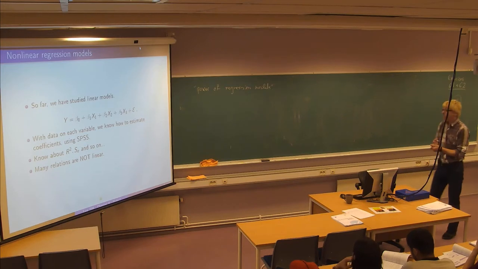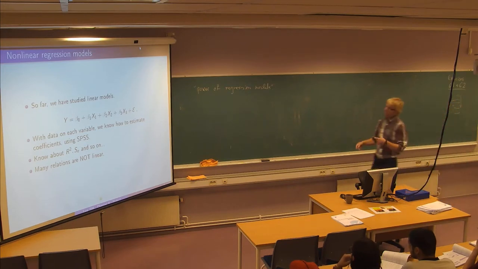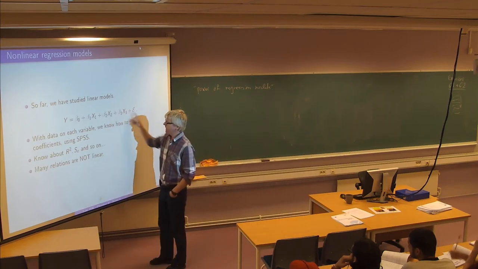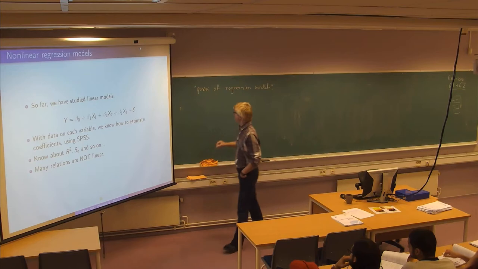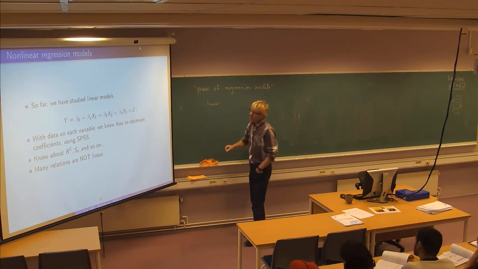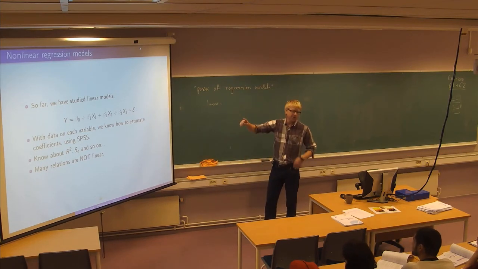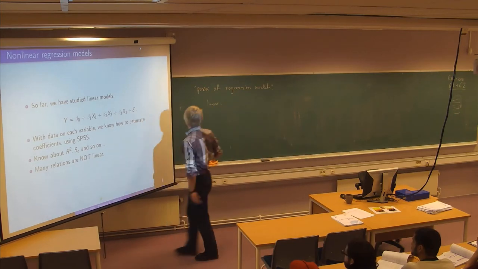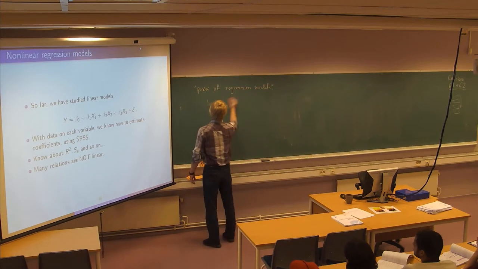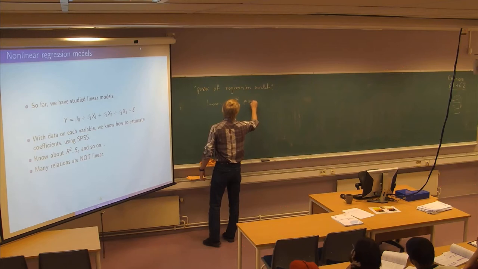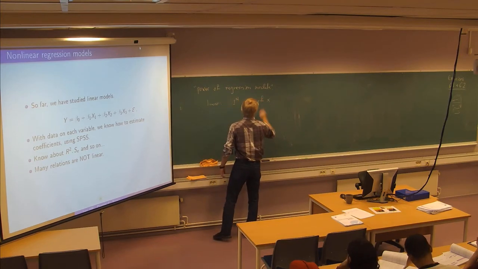We started last week, or probably the week before, but mainly last week, we worked on this linear multiple model. And it's linear because you have only the first power of the variables. So there are no products of variables, there are no fractions of variables, there are no x squares and stuff. So linear means only first power of x variables.